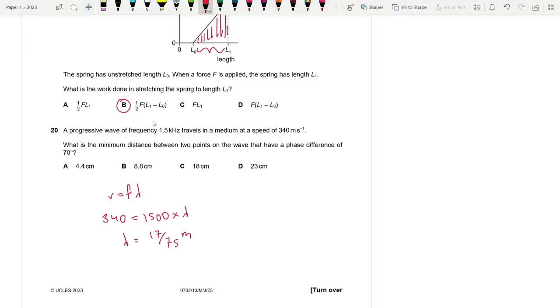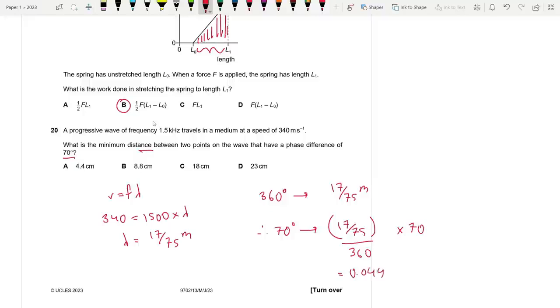Now, the minimum distance between 2 points that are 70 degrees apart. We know that 360 degrees refers to 17 by 75 meters. Therefore, what will 70 degrees refer to? 17 by 75, divided by 360, and the whole thing times 70, which gives us a value of 0.044 meters. If you convert this to centimeters, it's 4.4 centimeters. So 20 should be A, and it is correct.